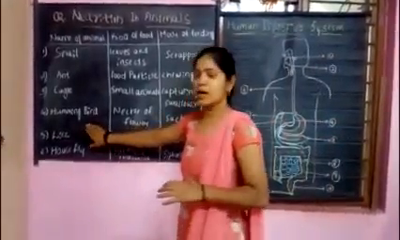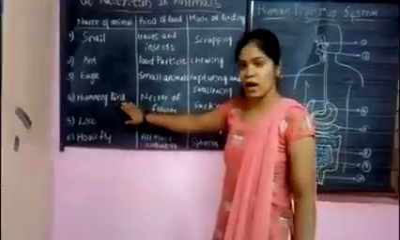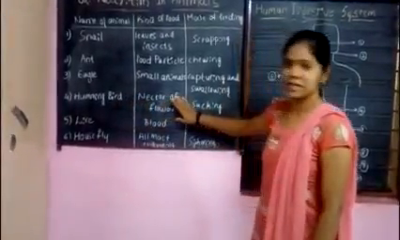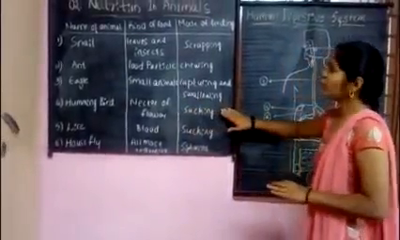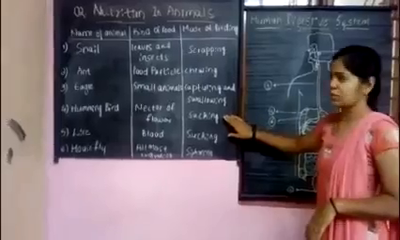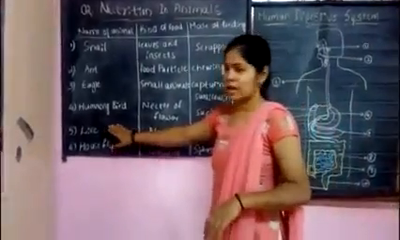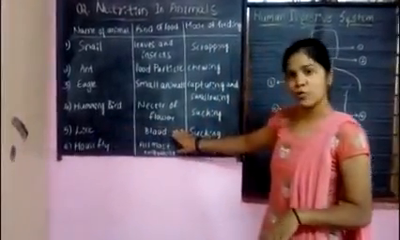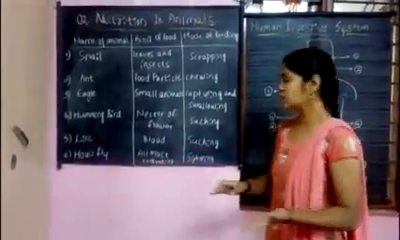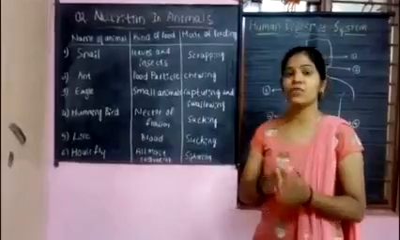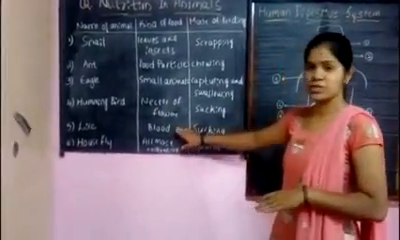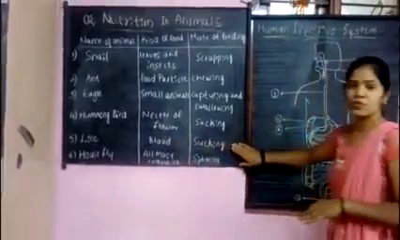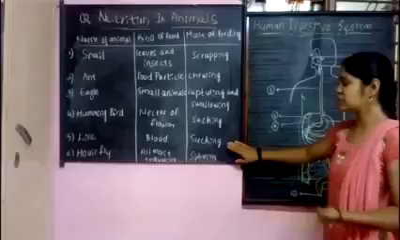And the next is a hummingbird. As I told, it eats the nectar of plants. So the mode of feeding is sucking. The next is lice. It eats the blood of humans or some animals. So the kind of food is blood, and the mode of feeding is the sucking method.